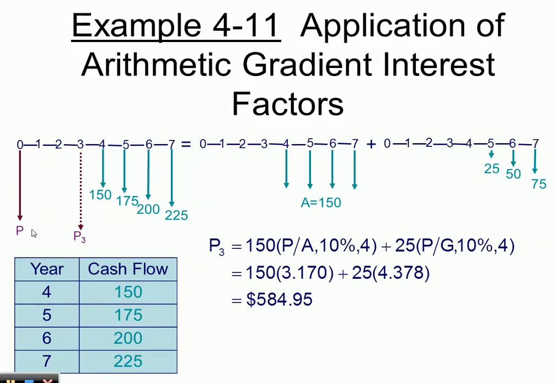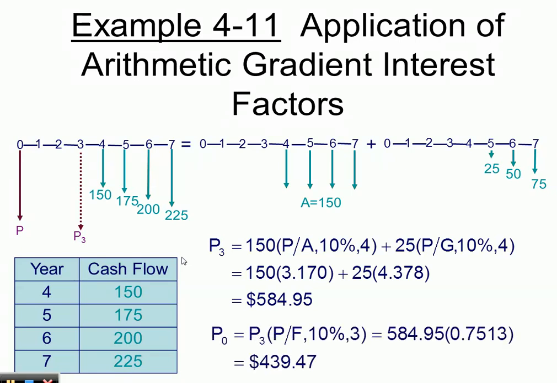P3 compared to P0 is a future sum of money, so we can get P from P3 by looking at P3 as a future sum. So this is P, this is P3, so P given F, because P3 is future compared to P0. We need to move 3 years here, so over 3 years, and plugging in the discount factors that we found in the book, we get this.